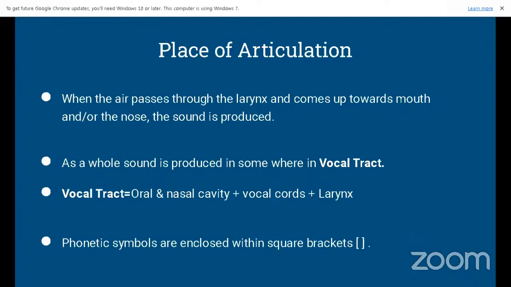Now, place of articulation. When the air passes through the larynx and comes up towards the mouth or the nose, the sound is produced. As a whole, sound is produced somewhere in the vocal tract. Now, please remember, just the production of sound, we cannot speak.